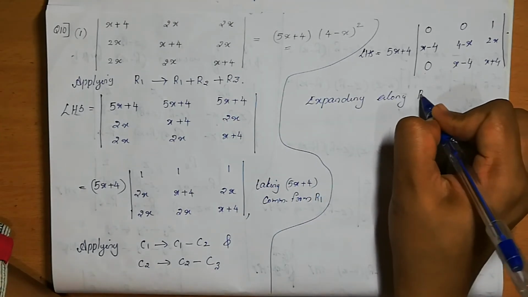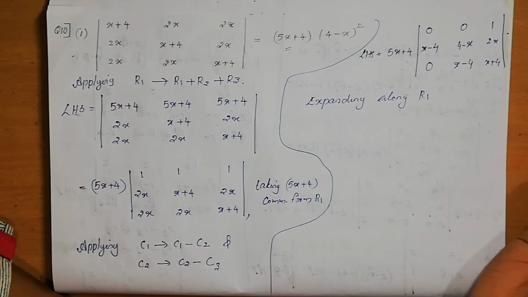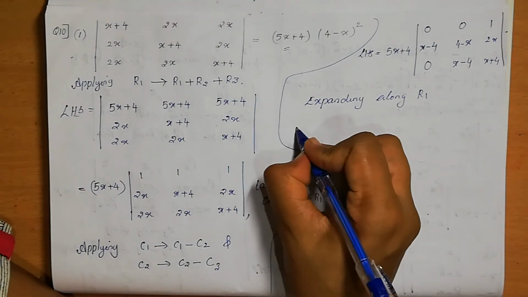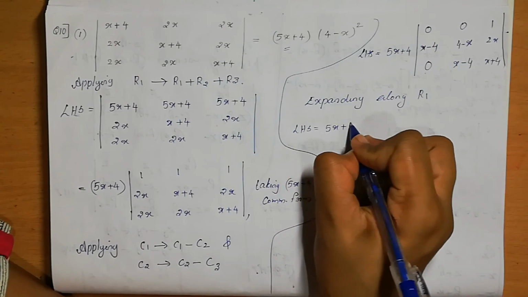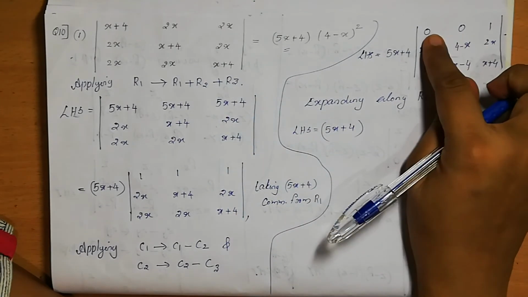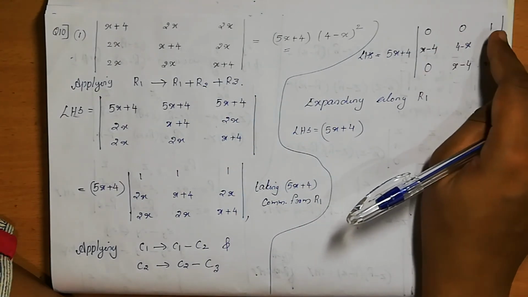Expanding along R1. Which row or column has the maximum number of zeros? Using that, we can do the expansion. Here I am selecting row 1. So LHS equals 5x plus 4. 0 into something means 0. This is also 0. This is the last element.